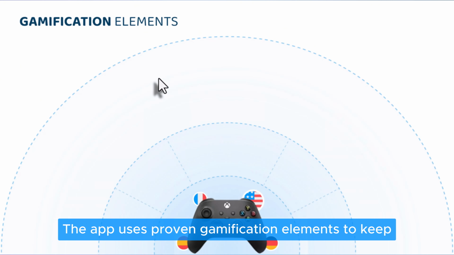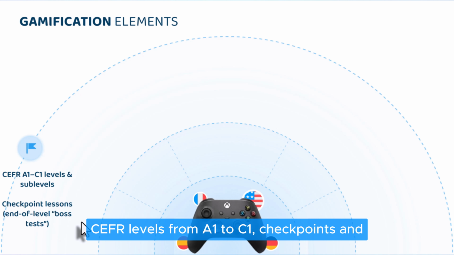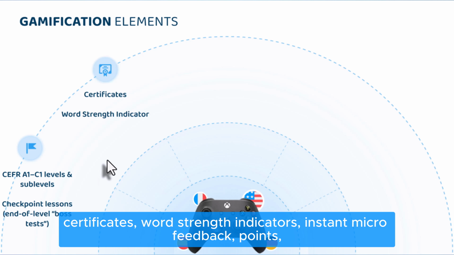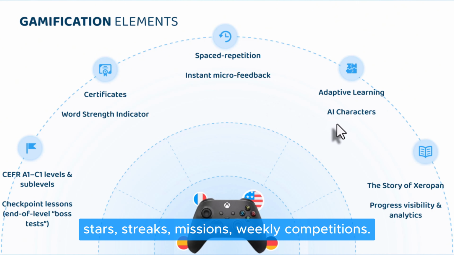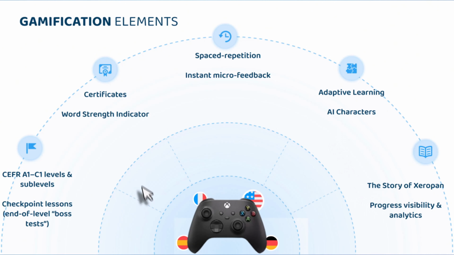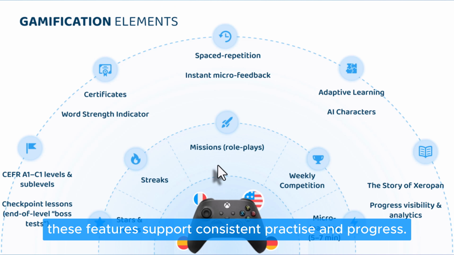The app uses proven gamification elements to keep students motivated: CEFR levels from A1 to C1, checkpoints and certificates, word strength indicators, instant microfeedback, points, stars, streaks, missions, weekly competitions. Combined with short 5 to 10 minute lessons, these features support consistent practice and progress.